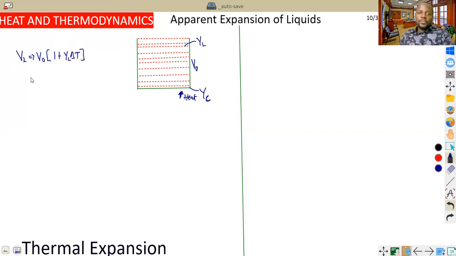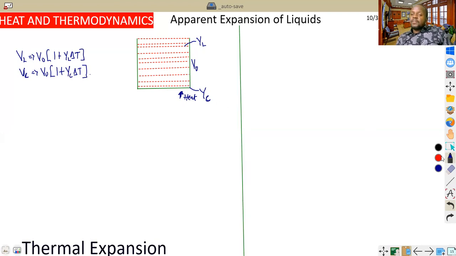So the same thing happened to the container. If we want to get the final volume of the container when it was heated, we take the initial volume, open the bracket, 1 plus the cubic expansivity coefficient of the container as gamma C, then change in temperature. I hope my students understand this, because I'm only comparing two things. So these are the final volumes of both the liquid and that of the container.